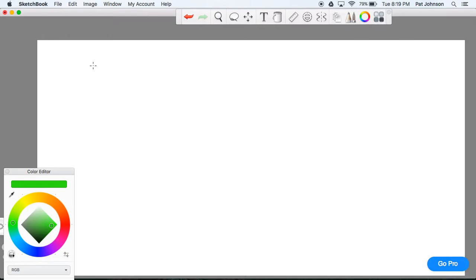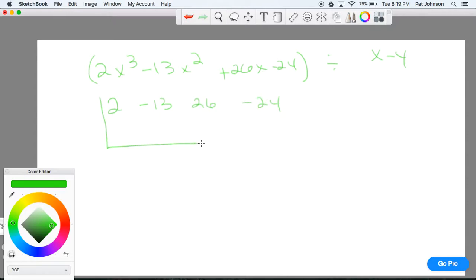So if we want to synthetically divide 2x cubed minus 13x squared plus 26x minus 24, and we want to divide that by x minus 4. So first of all, this is my dividend. Got to know the words. Is it in degree order? 3, 2, 1. Yes. So I take their coefficients: 2, negative 13, 26, negative 24. Then I'm going to do a little box. And I take x minus 4, right? If I set it equal to 0, it's really x equals 4. So 4 is going to go here.